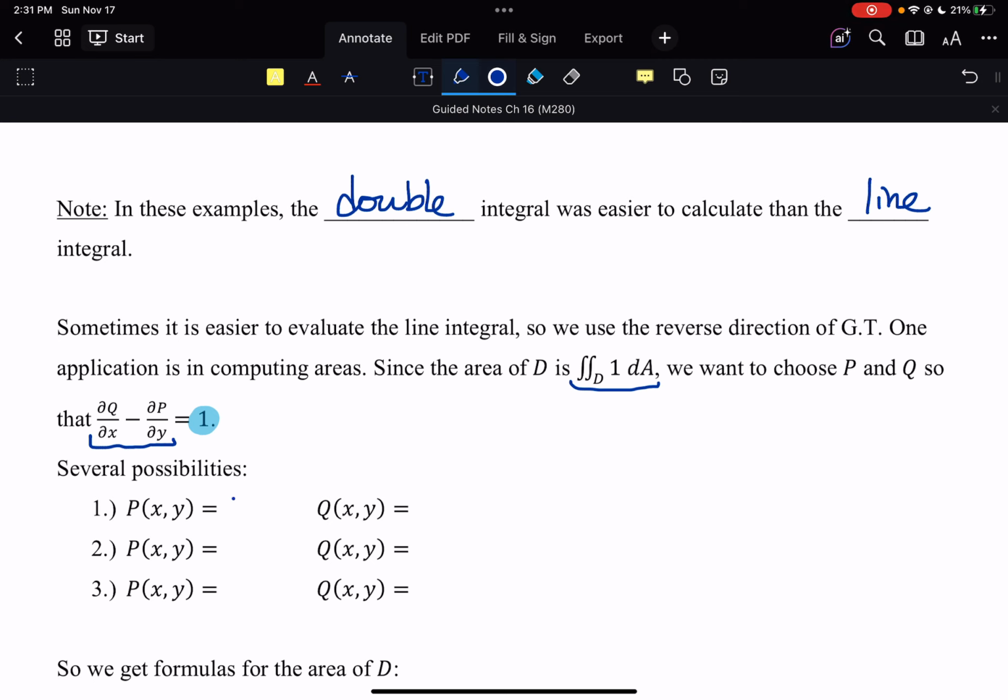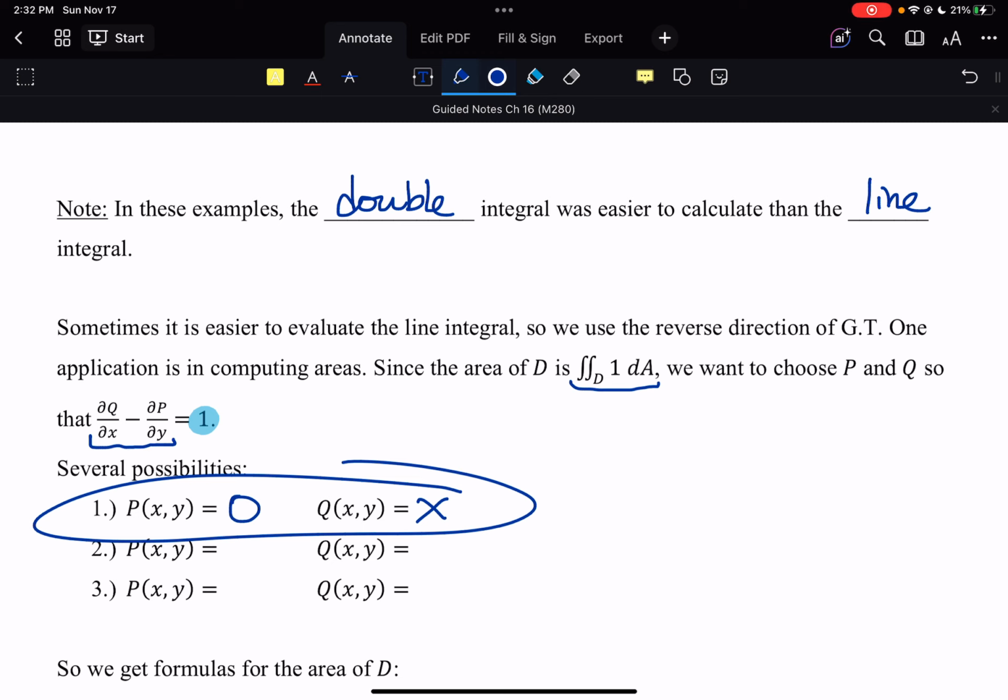So if we take P to be 0, and then take Q to be x. If we did it this way, we would get partial of this with respect to x is 1, and then partial of that is 0. We get 1 minus 0 is 1. So this is a valid selection that, again, if we used Green's theorem with a line integral with these inputs, the double integral would give us area, which means that this line integral with these components would also give us area. So do the same thing.